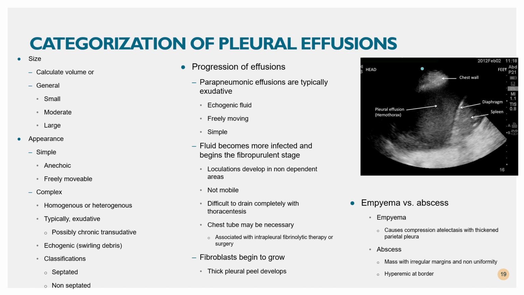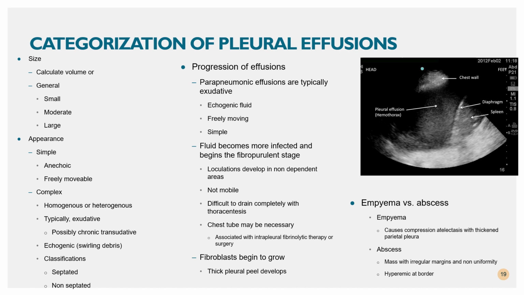And then finally, fibroblasts will begin to grow, which will cause a thick pleural peel around the pleura to develop and make those probably chronic or persistent fibrotic changes to the lung.